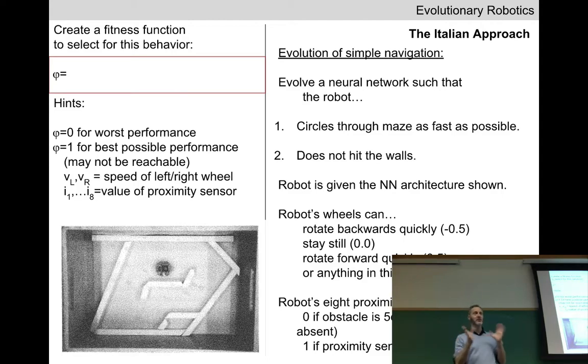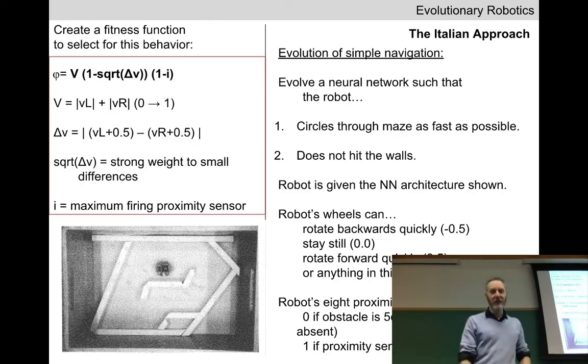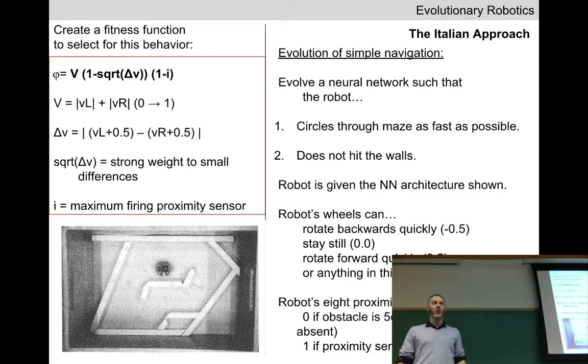So what we're doing now is constructing a fitness function to try and reward for what we want and penalize for what we don't want. There's lots of different solutions that might work. The investigators themselves came up with this function, which is the product of 3 terms here. And we're going to walk our way through these 3 terms.